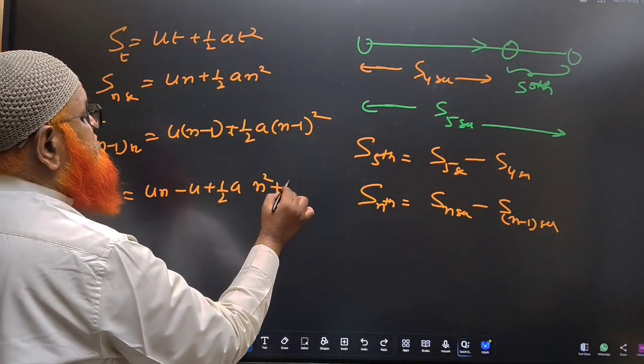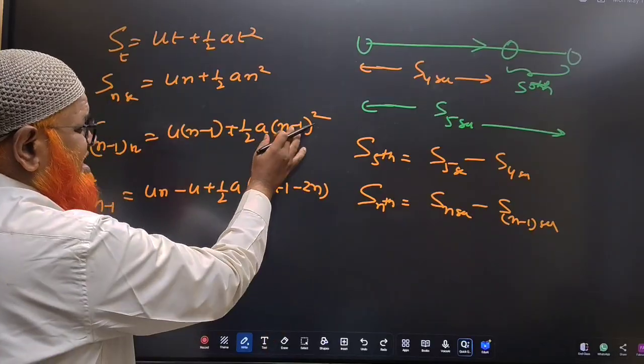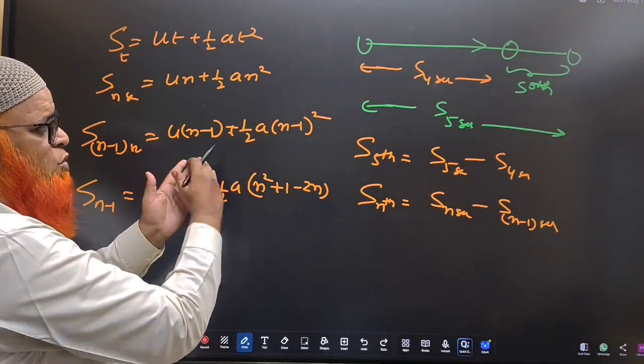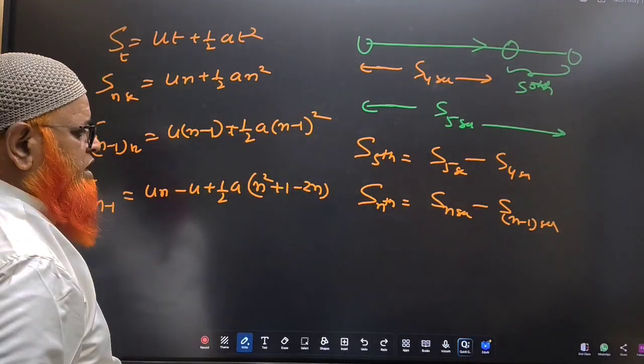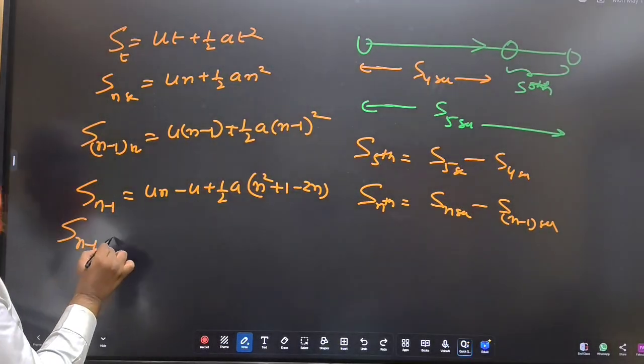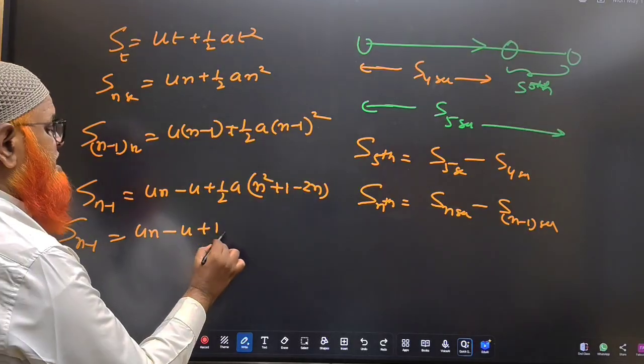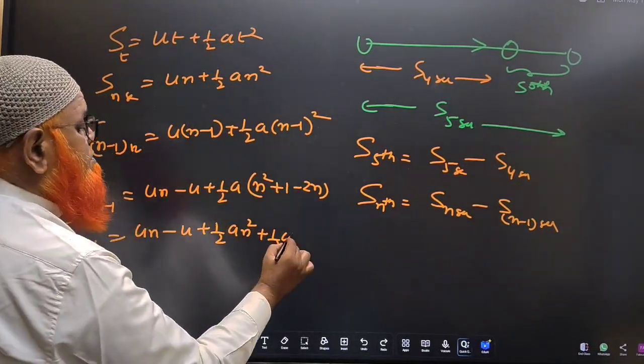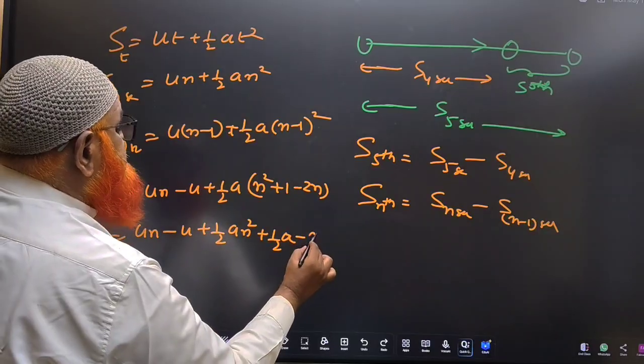a square plus b square minus 2ab. Because a minus b whole square is a square plus b square minus 2ab, meaning 2 into n into 1, that is minus 2n, isn't it? So this Sn minus 1 is nothing but un minus u plus half an square, plus half a into minus 2n. When we do this, it cancels and what remains? Minus an remains.